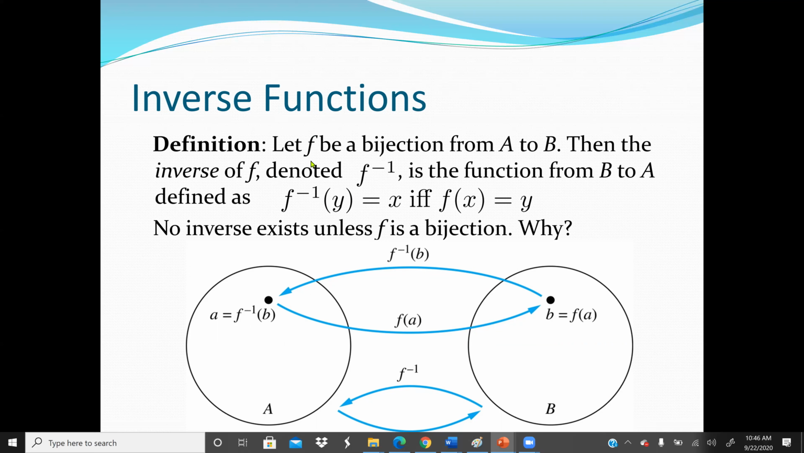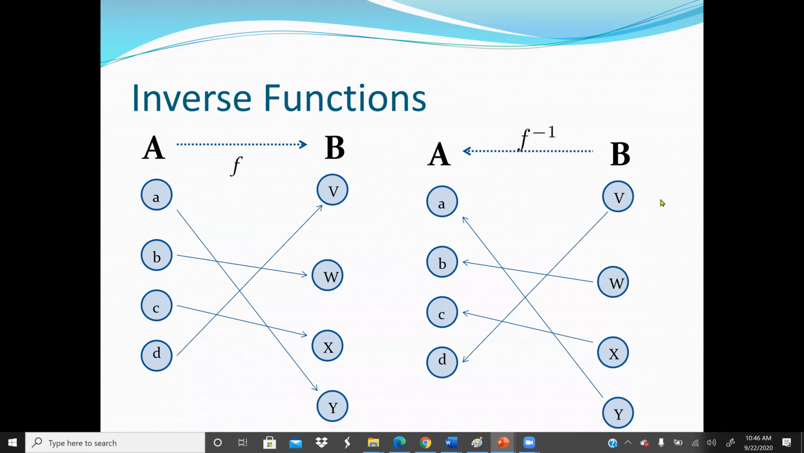So again, here we say let f be a bijection from A to B. Then the inverse of f, denoted by f to the power -1, is the function from B to A. Normally the function is A to B, so the inverse will reverse it from B to A. So this is our inverse function. Previously we had A to Y, now it becomes Y to A, the arrow direction changes.